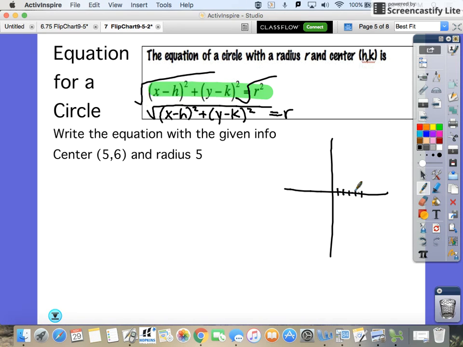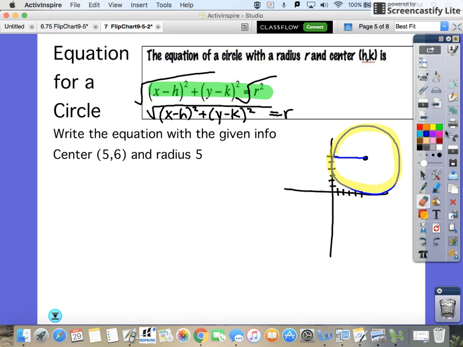1, 2, 3, 4, 5. 1, 2, 3, 4, 5, 6. So its center is right here at 5, 6. And it has a radius of 5, which means it's 5 units out. And then there's a circle. Wow, that was a really bad circle. So it has a radius of 5. They want the equation for this circle, okay? Sounds super terrible, but it's actually not as bad as it seems.